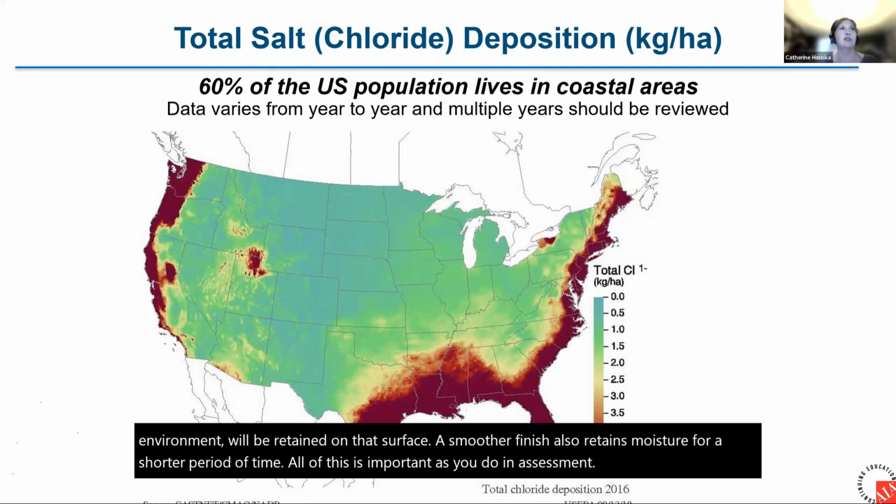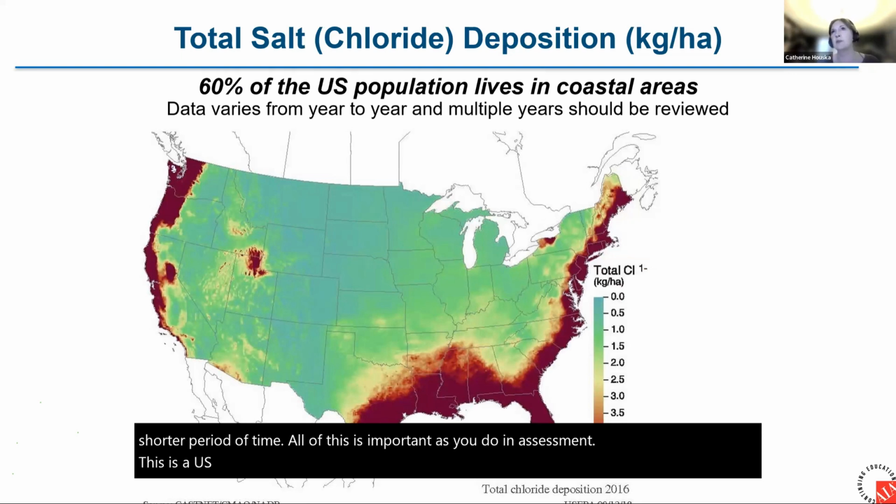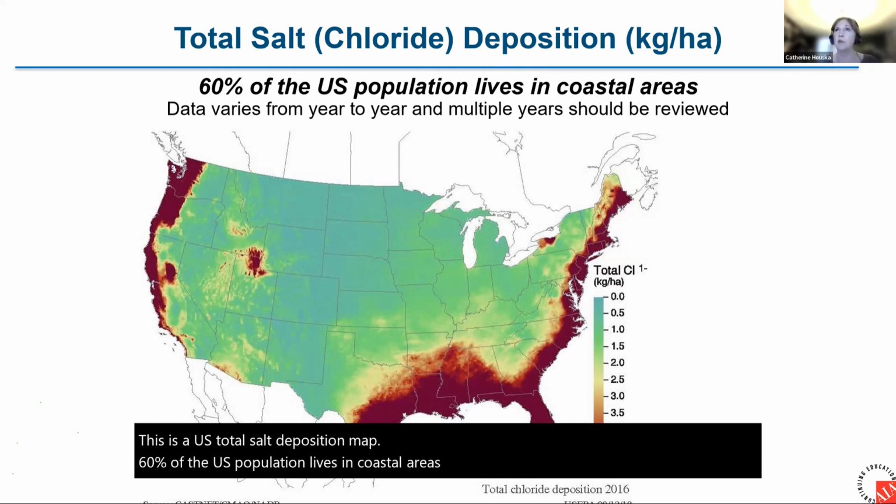This is a U.S. total salt deposition map. 60% of the U.S. population lives in coastal areas. And I should note, that's true globally.